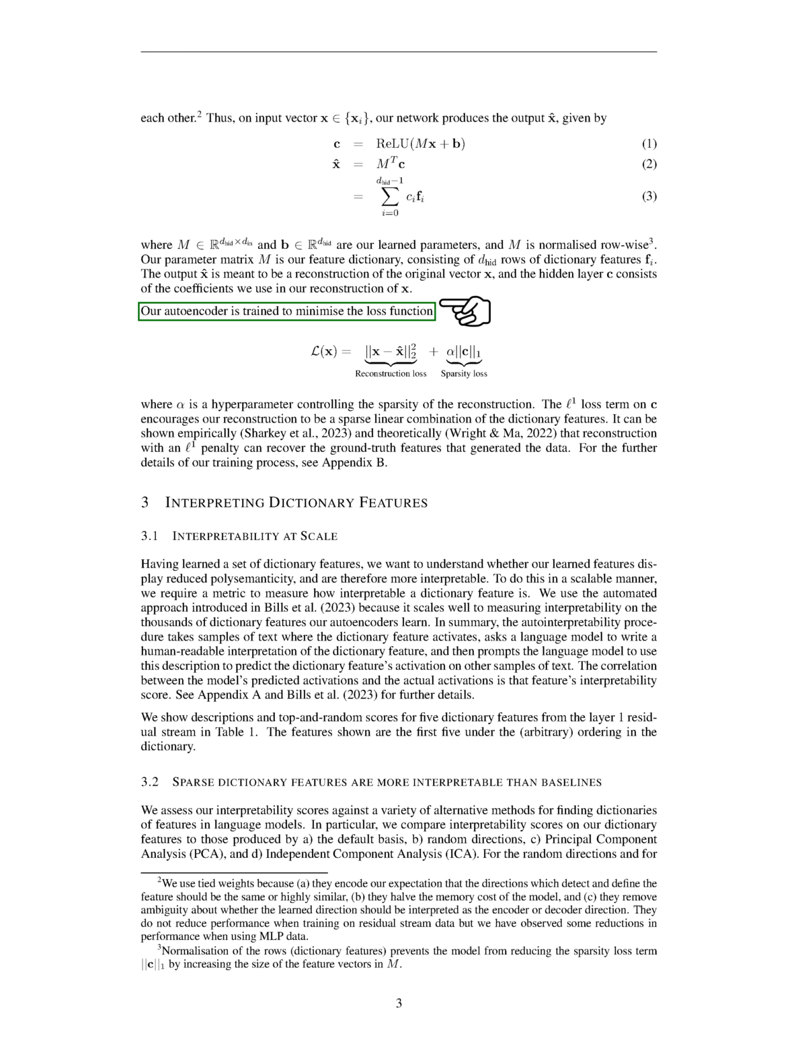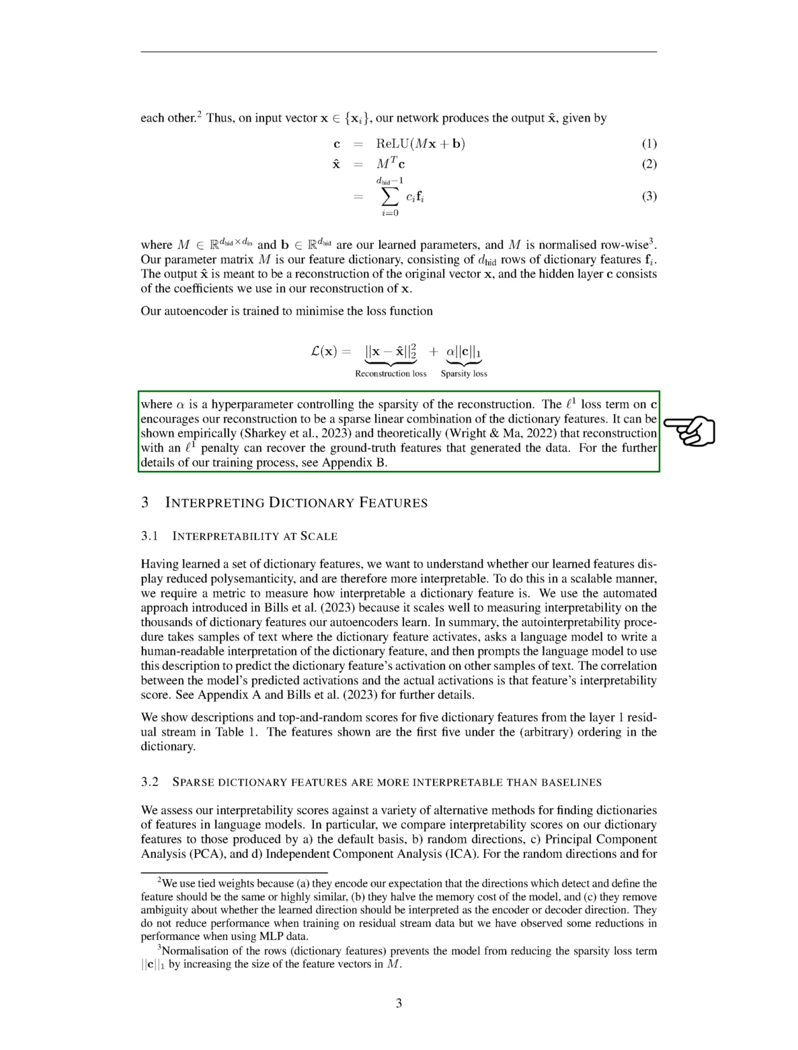Our autoencoder is trained to minimize the loss function, which includes a reconstruction loss and a sparsity loss. The sparsity loss encourages our reconstruction to be a sparse linear combination of the dictionary features. It has been shown both empirically and theoretically that reconstruction with a sparsity penalty can recover the ground truth features that generated the data. For more details on our training process, please refer to the appendix.